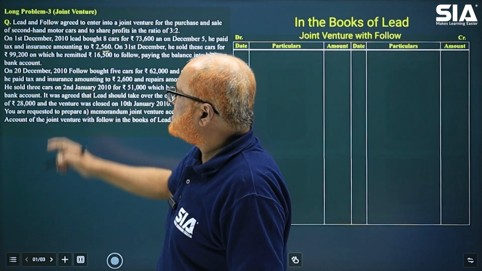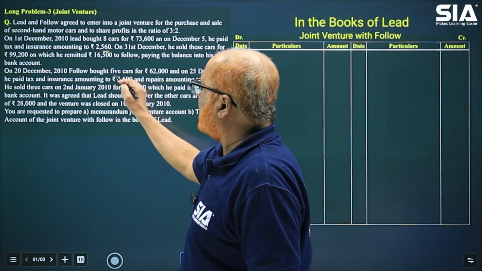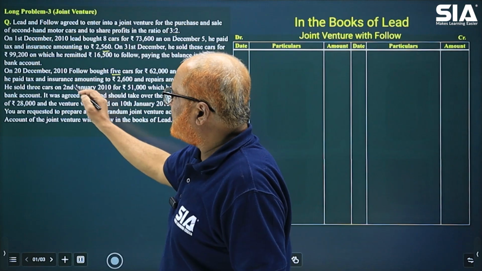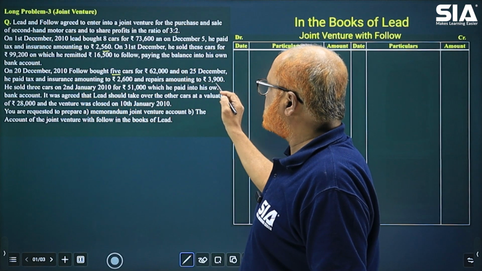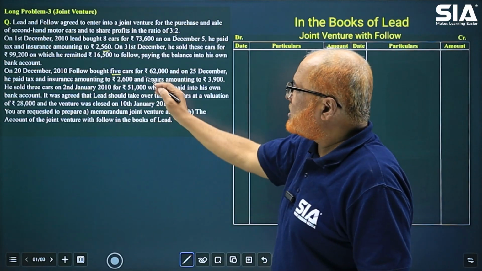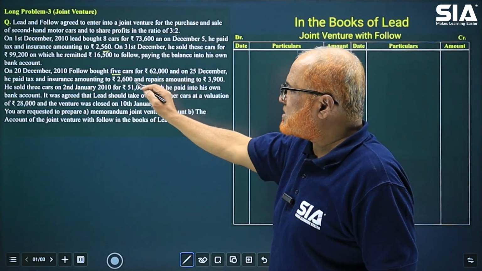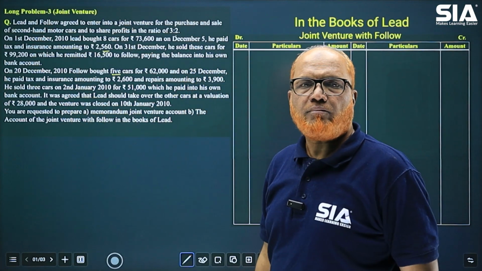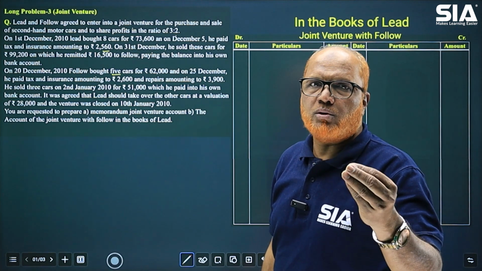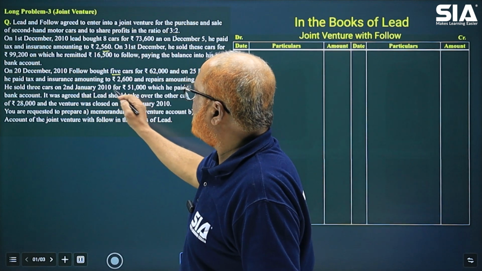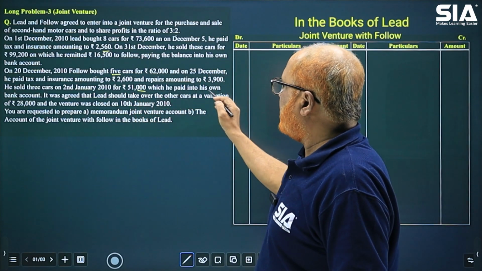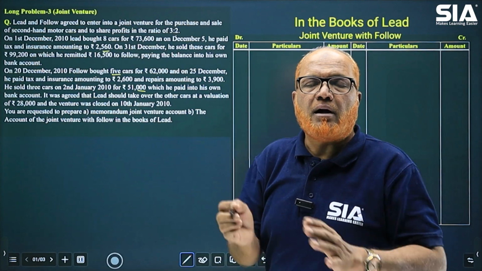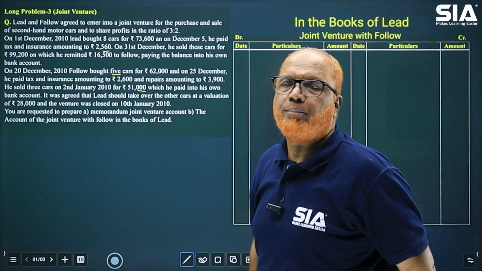Second, on 20th December 2010, Follow bought 5 cars for 62,000. And on 25th December, he paid tax and insurance 2,600 and repairs amounting to 3,900. Purchased 5 cars, 62,000. Expenses incurred 2,600 and 3,900. He sold 3 cars. So out of 5 cars, Follow sold 3 cars on 2nd January for 51,000, which he paid into his own bank account. He has not remitted any amount to Lead. Complete amount Follow has kept in his own bank account.